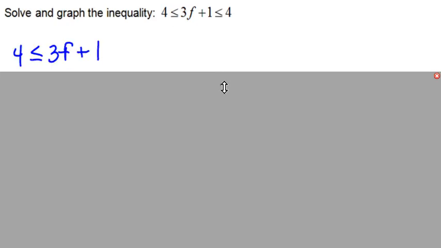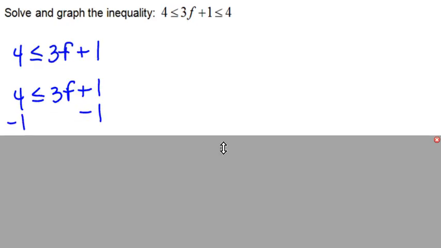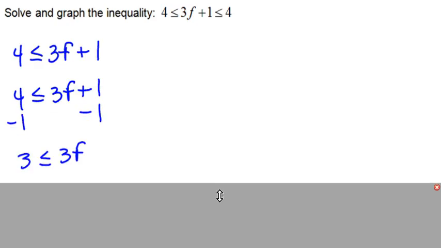So the first rule that we would like to solve is 4 is less than or equal to 3f plus 1. In this case, we want to combine the like terms and put the constants on one side of the inequality and our variables on the other. So I would suggest subtracting 1 first from each side of the inequality, which would give us 3 is less than or equal to 3f.